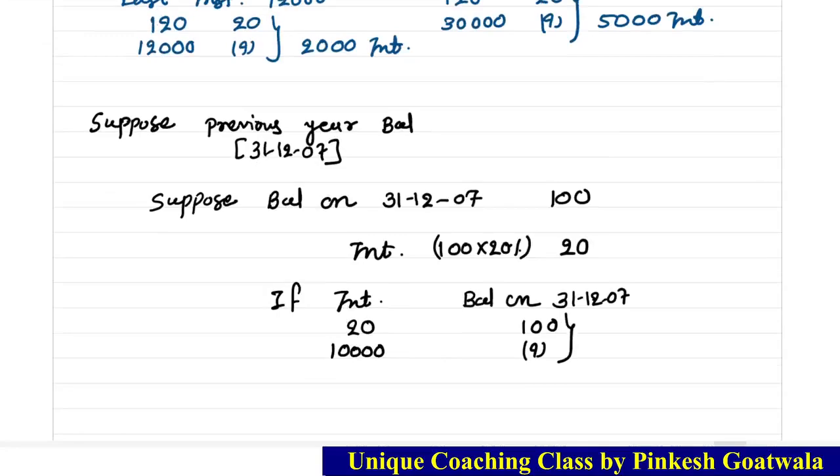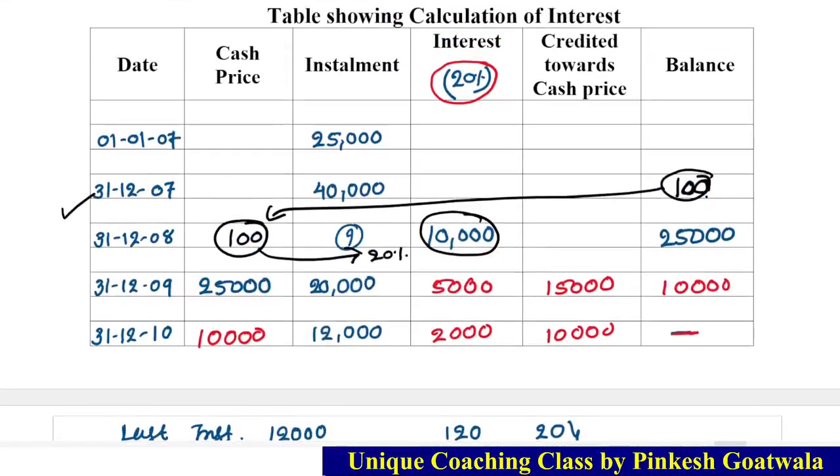So if you solve this, so you will get 50,000. It's a balance on 31st December 7. So indirectly what you get here?